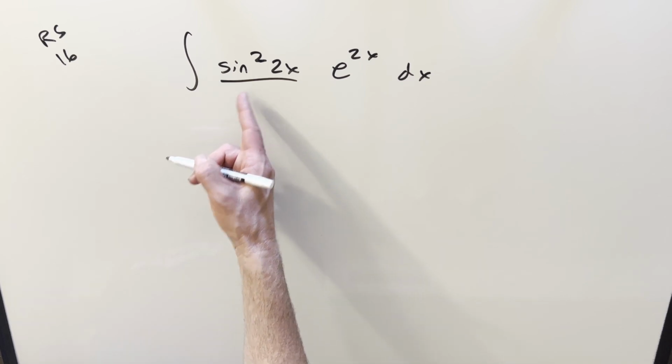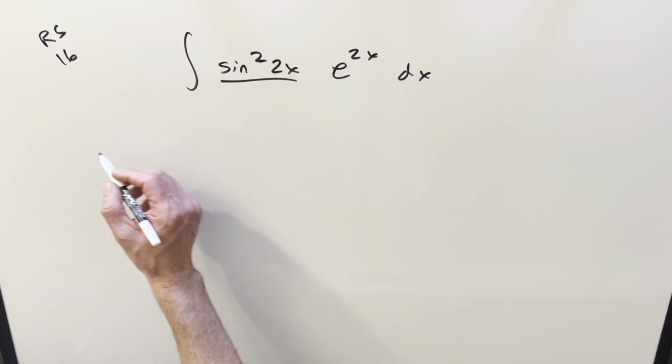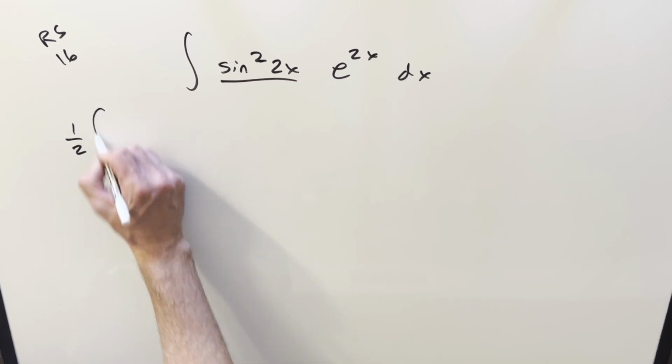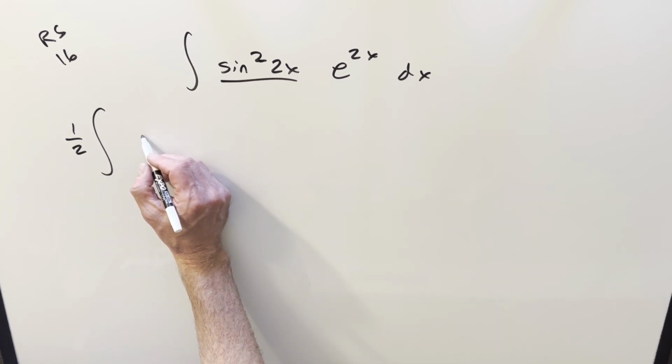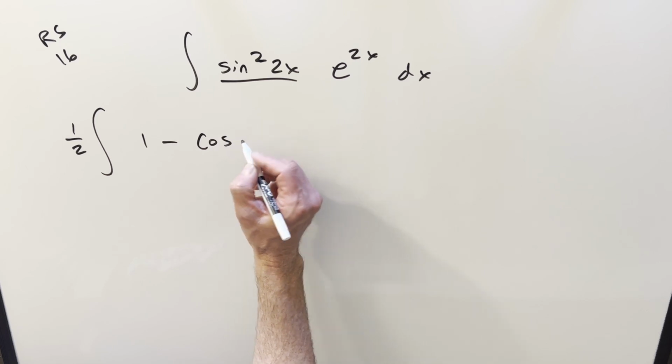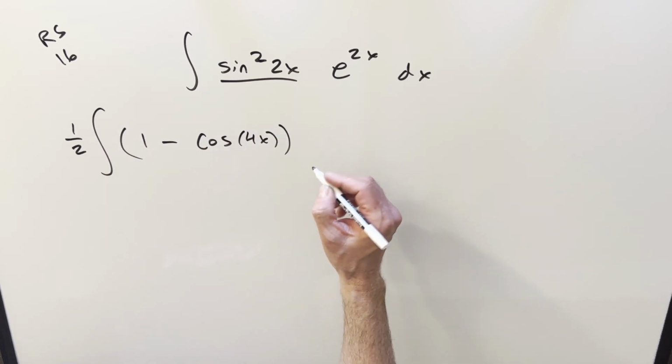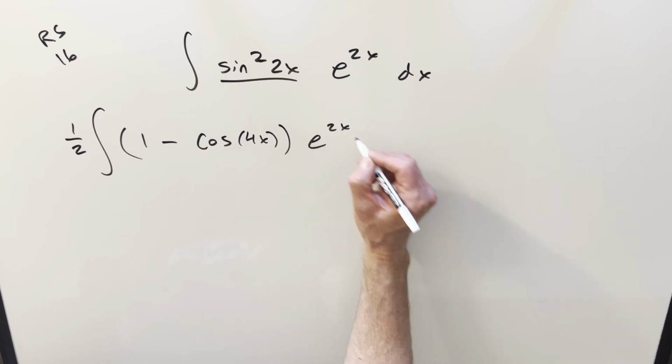I just want to reduce this first. So for the power reduction on this, just using the formula, we're going to get 1/2, which I'm going to bring out front of the integral. And then this is going to become 1 minus cosine, doubling that angle, we're going to get a 4x, just times the rest of this stuff here.